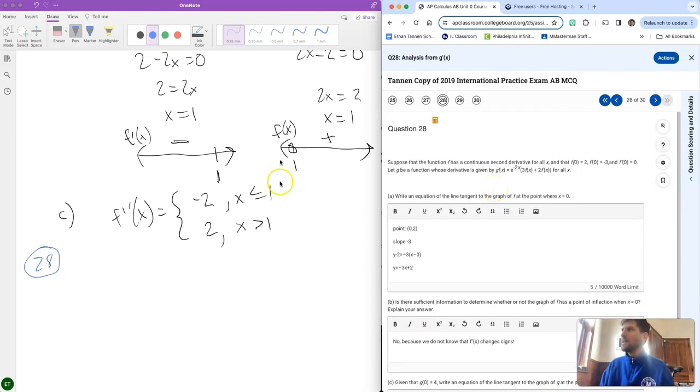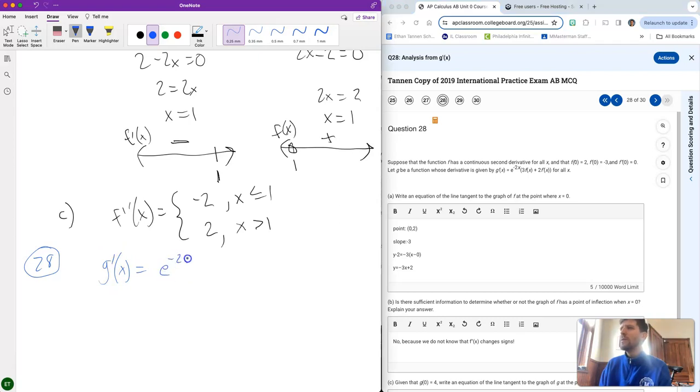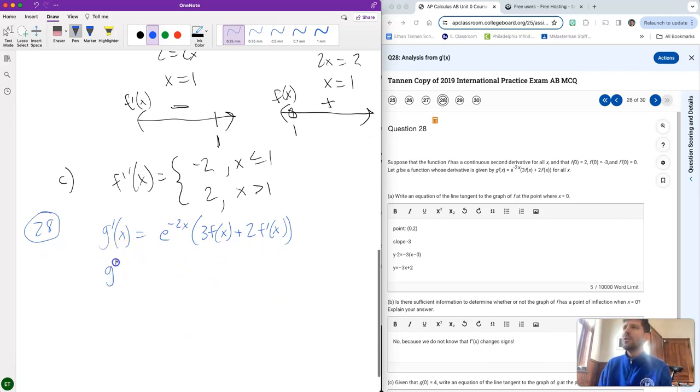Let me go over here to write this out. I'll write out my function first. So g prime of x is e to the negative 2x times 3 times f of x plus 2 times f prime of x. Okay, well this is not too bad, because g prime of 0 then would just be e to the negative 2 times 0 times 3 times f of 0 plus 2 times f prime of 0. And we actually have all this information. f of 0 is 2. f prime of 0 is negative 3.